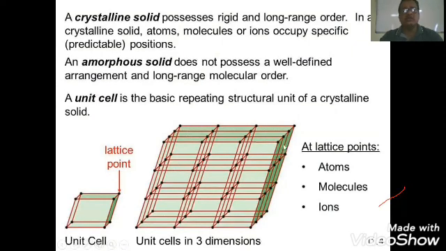And this way the entire brick wall is made up. So a unit cell is the smallest repeating unit of a space lattice. Now what is a space lattice? It is a diagrammatic representation of the atoms, ions or molecules which are present in a crystalline compound.